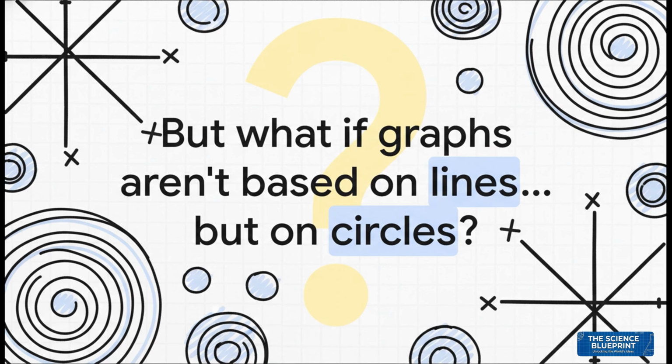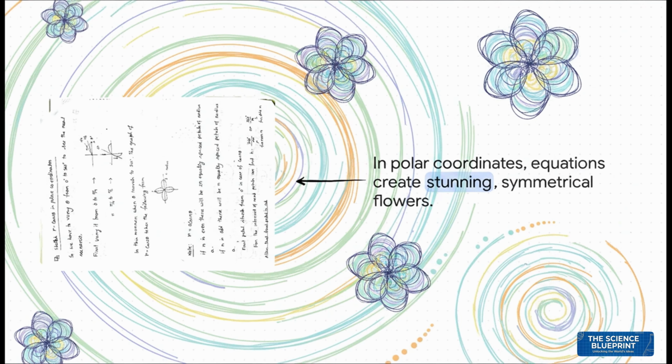You know, we've been working in this familiar world of x and y axes this whole time, but what if we changed the fundamental rules of the game? What would happen if our graphs weren't based on a grid of straight lines, but on circles? This is a graph made in polar coordinates. All of a sudden, our equations can create these stunning symmetrical flowers.